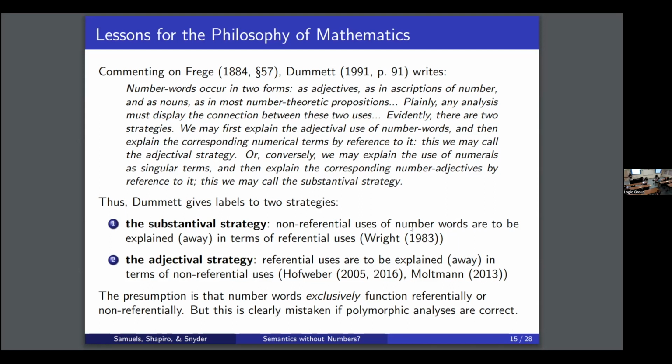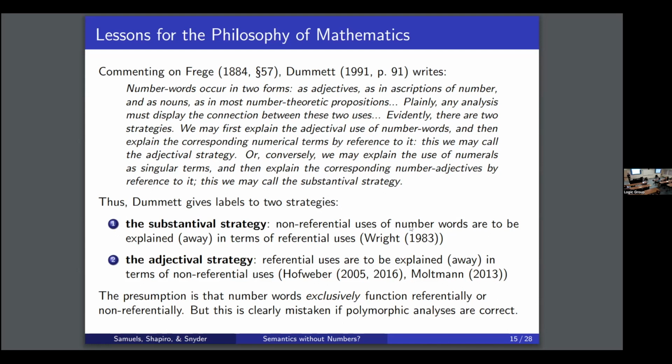Again, Mars has 2 moons. And as nouns in most number theoretic propositions: again, the number of Mars's moons is 2. Finally, any analysis must display the connection between these two uses. So what's the relationship between these different uses?